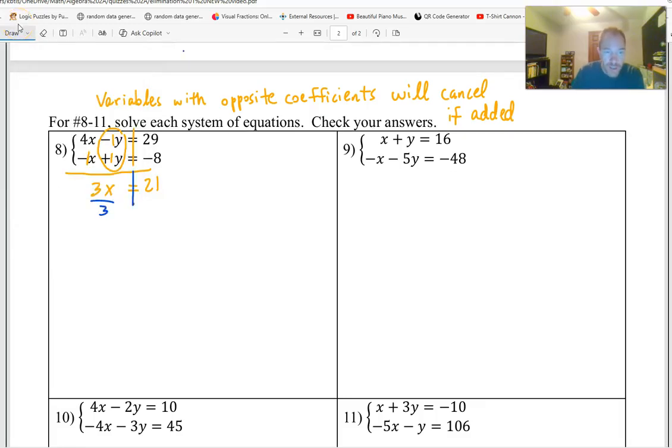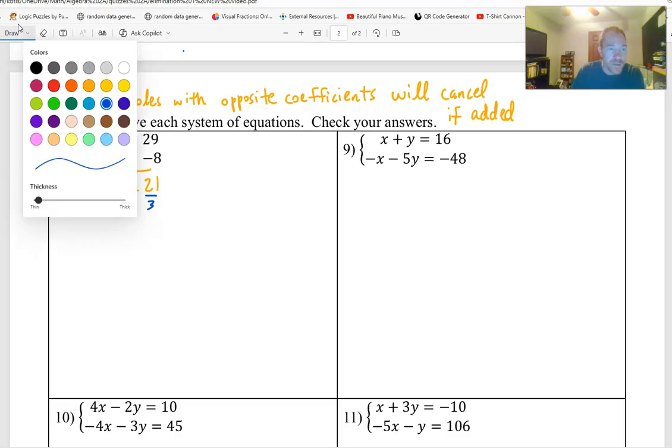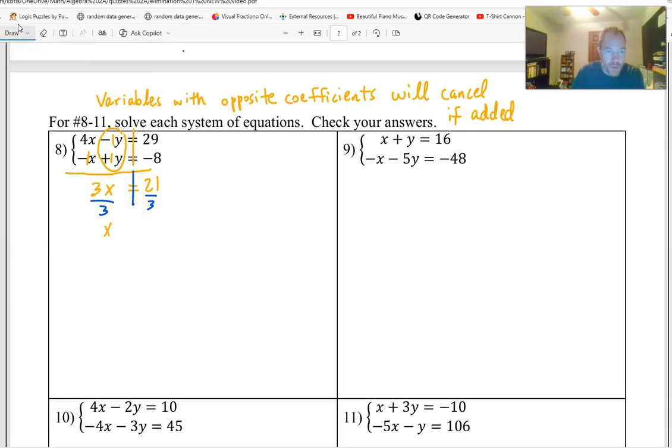Divide by 3, I'll get x equals 7. So that was pretty quick to come up with the x value. Now I need to solve for the y value. So I can choose the first equation or the second equation, go back to the originals.